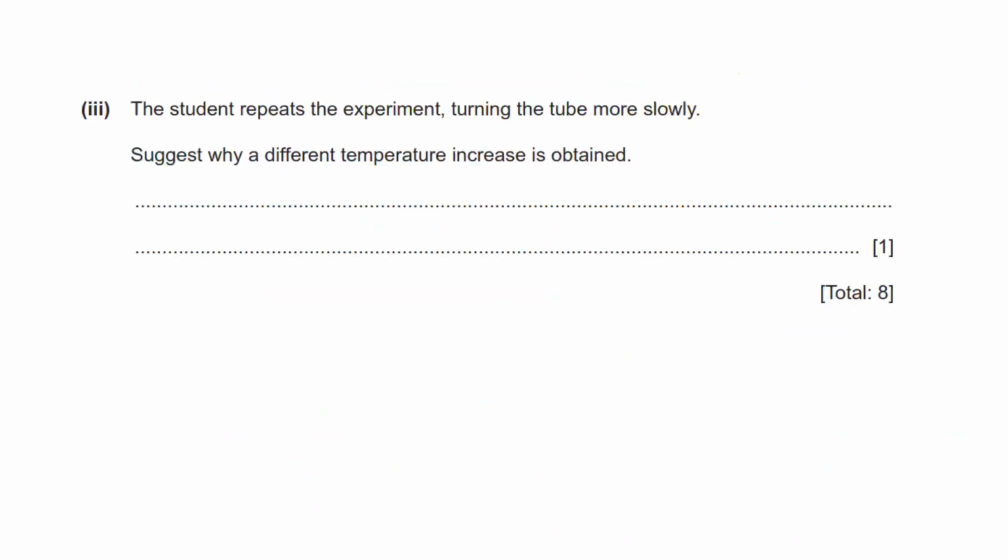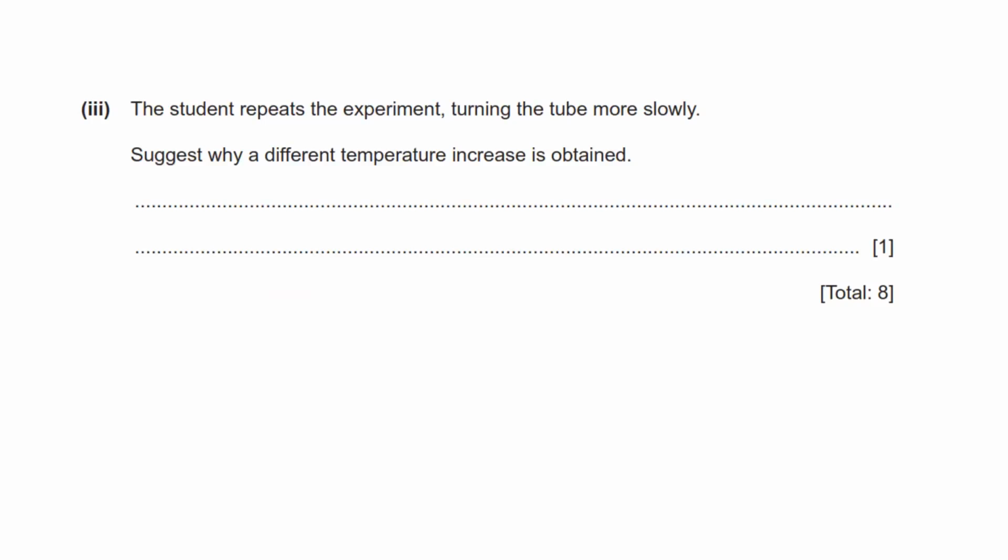So next question, part B, and the third part of this question. It says the student repeats the experiment, turning the tube more slowly. It says suggest why a different temperature increase is obtained.